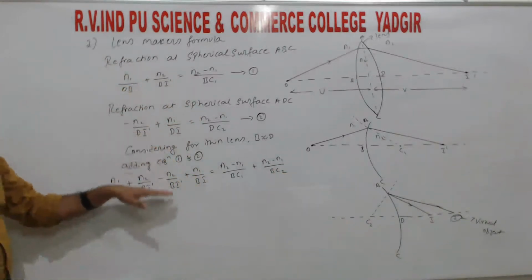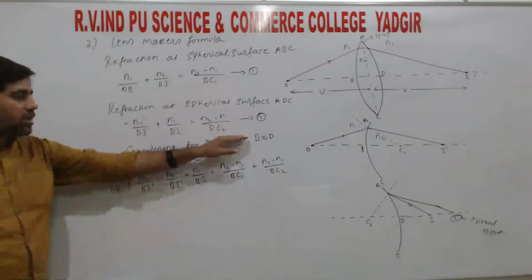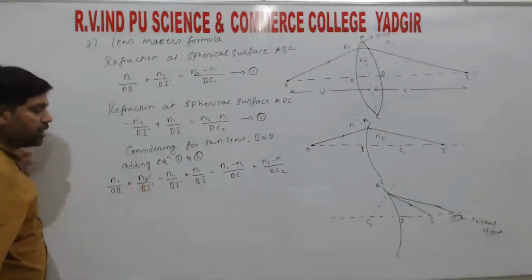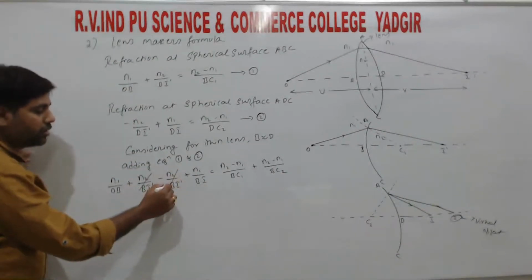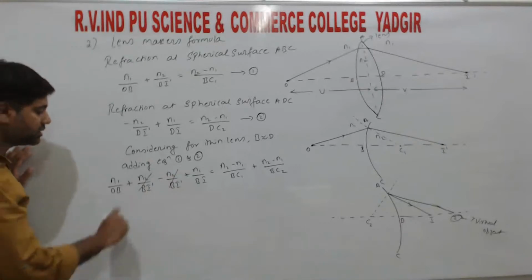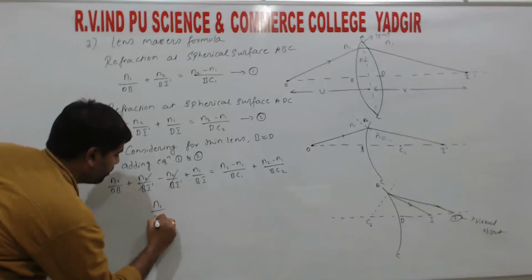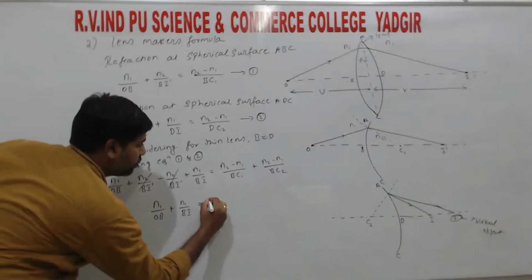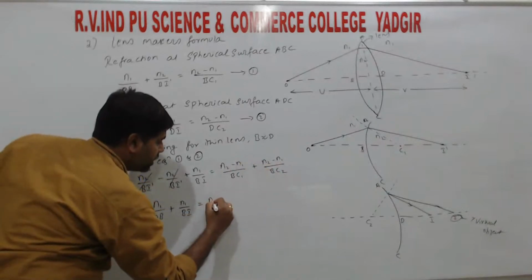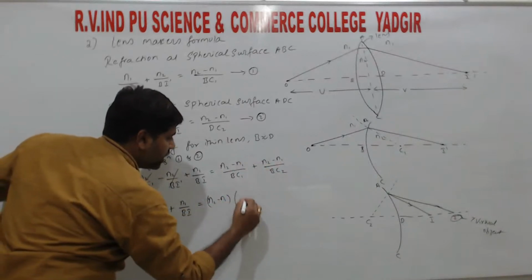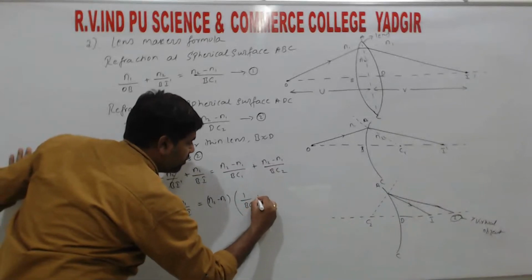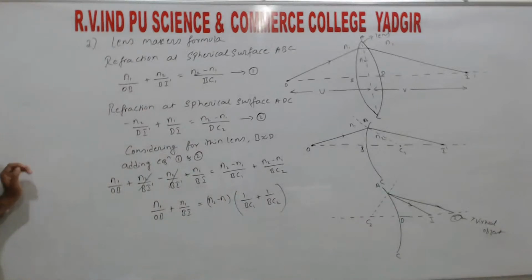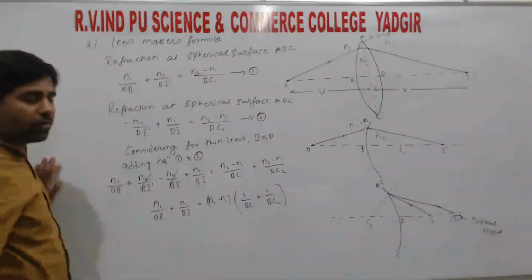So the terms on the LHS get added on the LHS, and the terms on the RHS get added on the RHS, right? Here plus n2 by BI dash minus n2 by BI dash get cancelled. So we can write this as n1 by OB plus n1 by BI equals, so in these two terms n2 minus n1 is common. So we can take it outside: 1 by BC1 plus 1 by BC2, right?